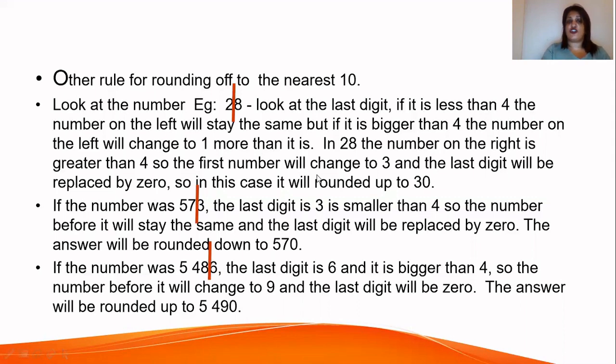So can you see each of it has a pattern? Rounded off to the nearest 10, 30. Rounded off to the nearest 10, 570. Rounded off to the nearest 10, 5,490. So my answers are all ending up in tens.